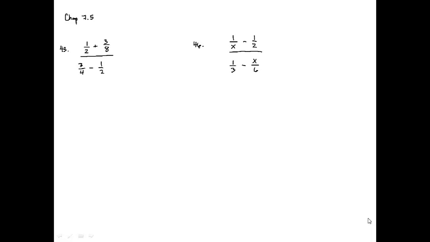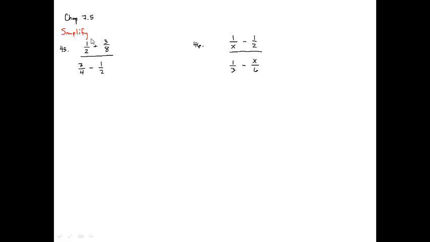Chapter 7.5 is on complex rational expressions. So here we are actually adding and subtracting our rational expressions within a rational expression. Alright, so number 43, these are just constants, right? These are numbers, but let's first start here. I need to simplify, so my instructions are to simplify.